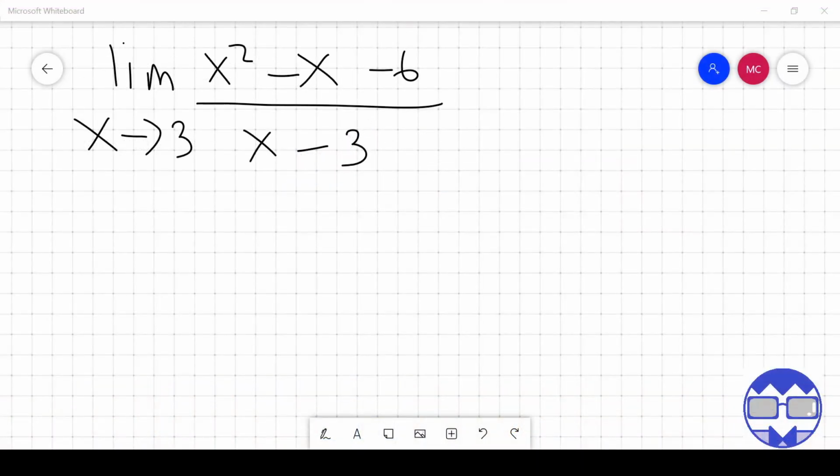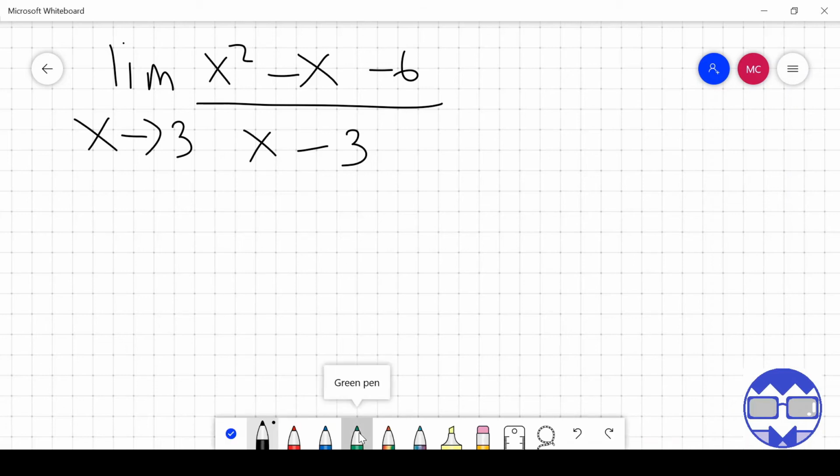Okay, first step, again, we try to evaluate the function using the substitution rule first to check if there is an answer. Because if there is an answer, then we don't need to use factoring. If there is no answer, if it's 0 over 0, then we need to do some algebraic manipulations.